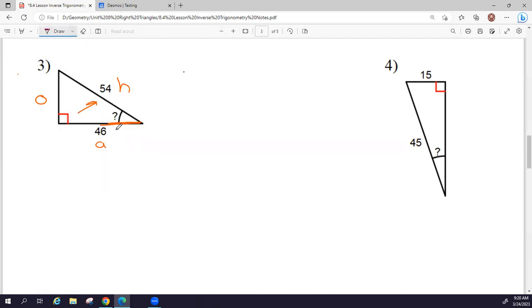In this triangle, we know how long the adjacent side is. We know how long the hypotenuse is. That is cosine. So the cosine of our angle that we don't know is our adjacent side, 46, divided by our hypotenuse, 54.